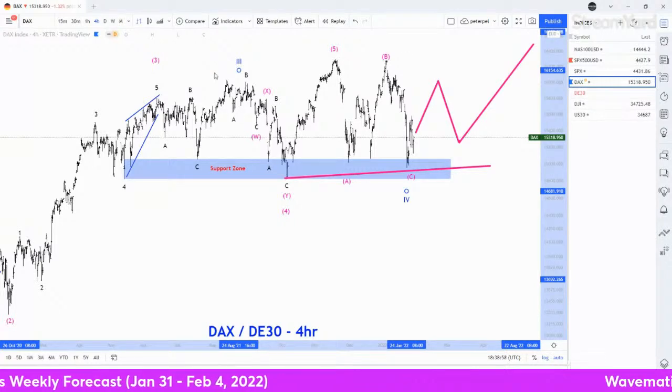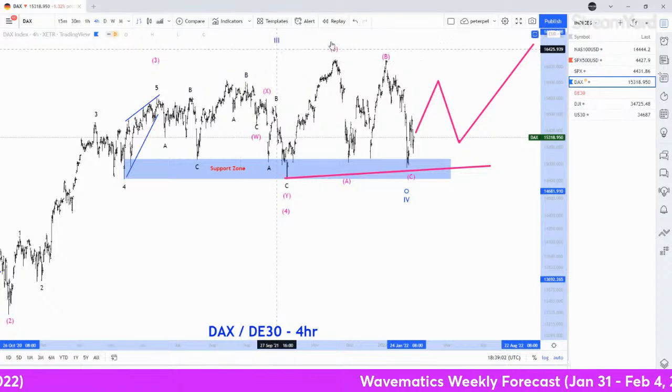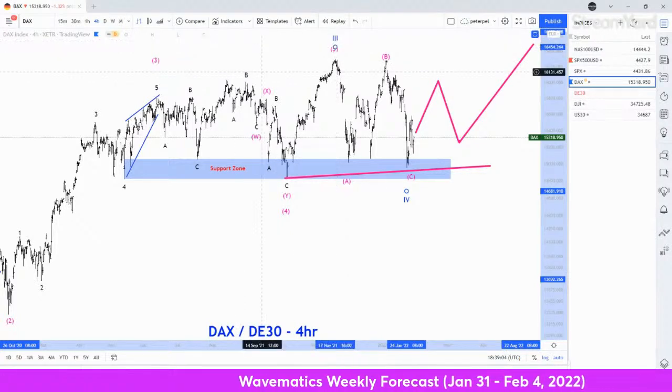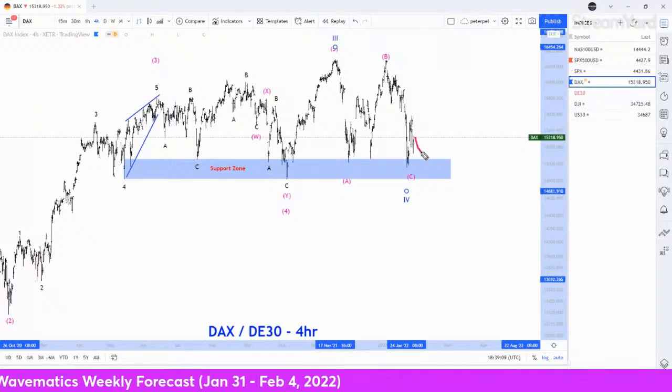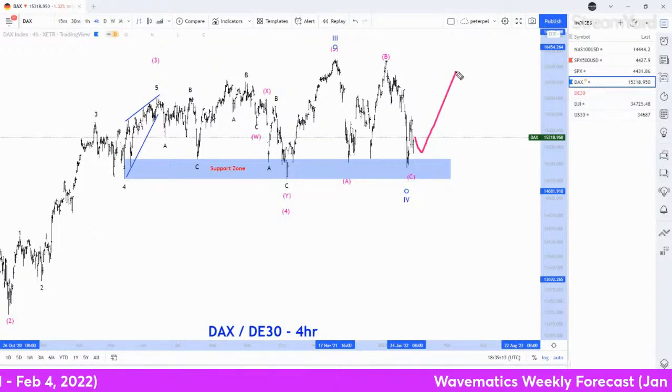So the triangle scenario is possible and the flat scenario is also possible, but as it stands now, the flat is our main count. So wait for price to give you a move to the downside, and once you get a complete 3 pattern, then you can start looking for a move to the upside for wave C.